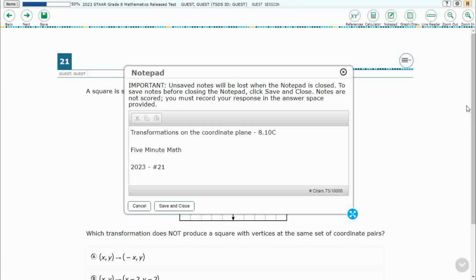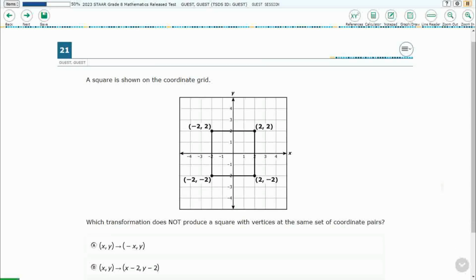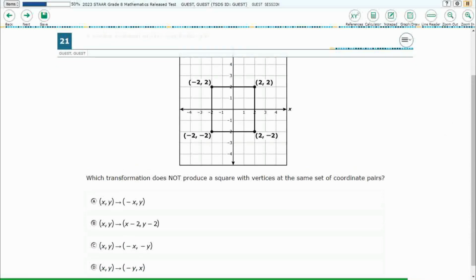Today we are looking at the 8th grade concept of transformations on the coordinate plane. This is standard 8.10c in the great state of Texas, and we're using item number 21 of the 2023 released STAAR test. If you haven't done so already, please go ahead and take a moment to pause the video, work this problem out on your own, unpause it, and we will look at our answers together.